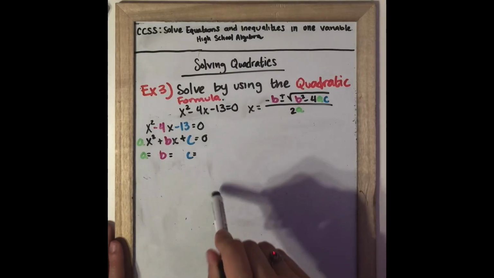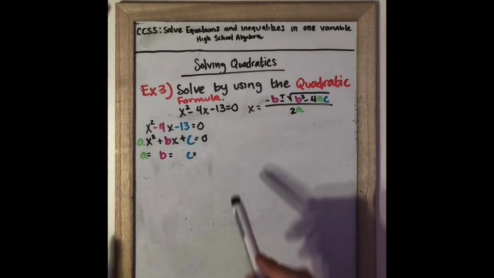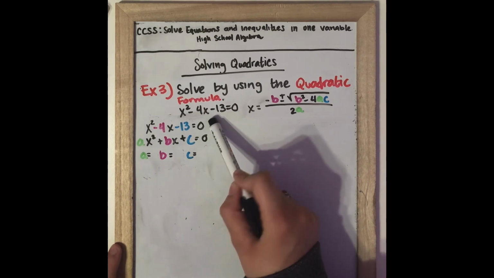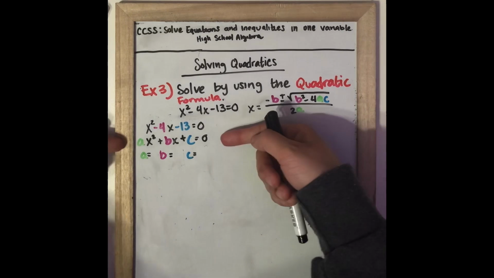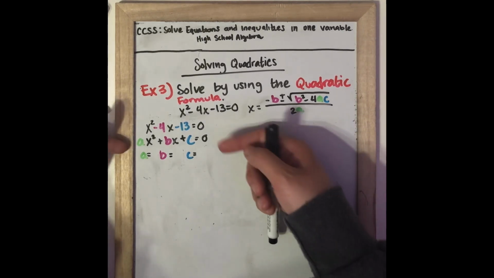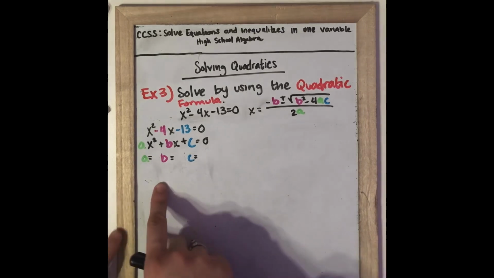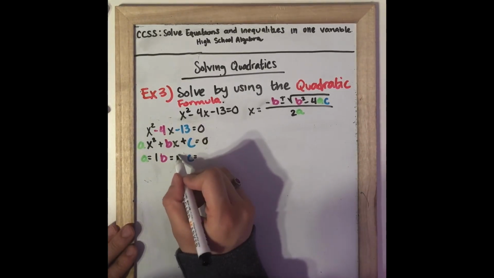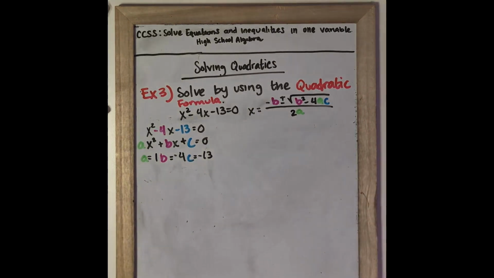Let's go on to example number 3. We're going to try to solve by using the quadratic formula for x squared minus 4x minus 13 is equal to 0. Here I wrote down the quadratic formula. I also wrote down the standard form so you can easily identify a, b, and c. Go ahead and identify those, and you should have gotten a is equal to 1, b is equal to -4, and c is equal to -13.